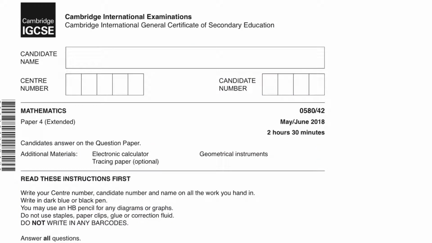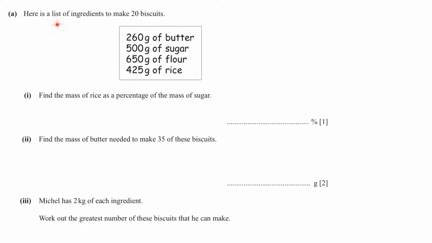Today we are going to solve Cambridge IGCSE Mathematics Paper 4 Extended, Variant 4-2, June 2018. In the first question, we have been given a list of ingredients. To make 20 biscuits, we have butter, sugar, flour and rice. Find the mass of rice as a percentage of the mass of sugar.